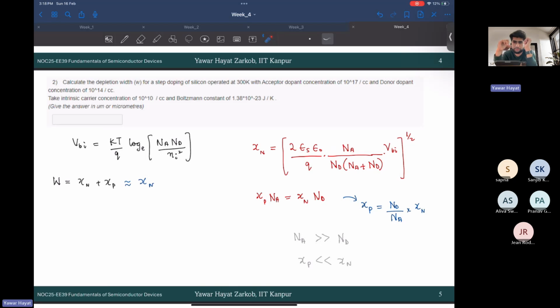Just see how we computed VBI in the last question. So what is the VBI here? Use a calculator and tell me the value.